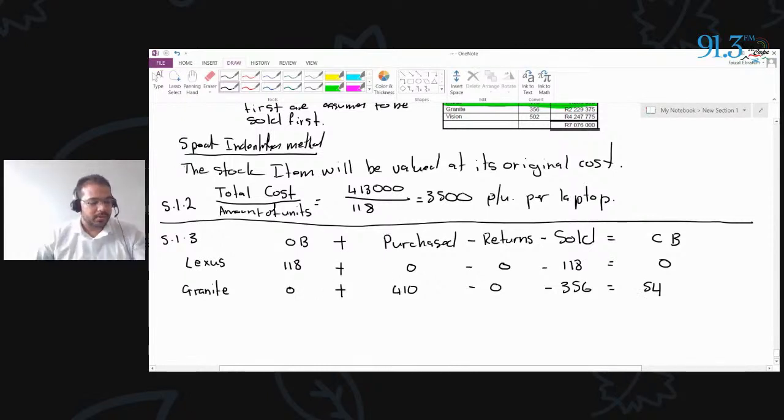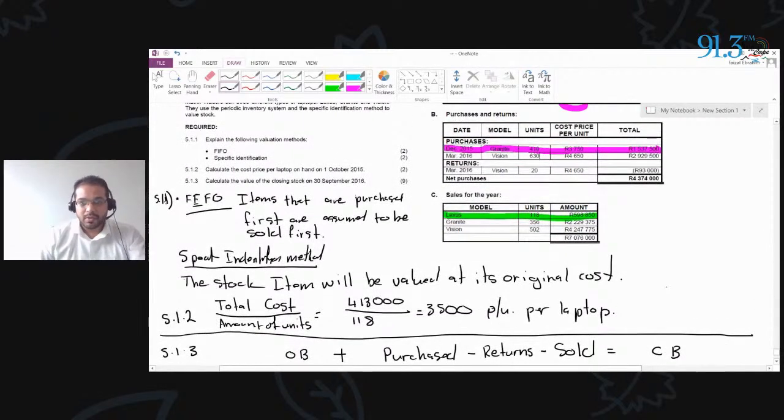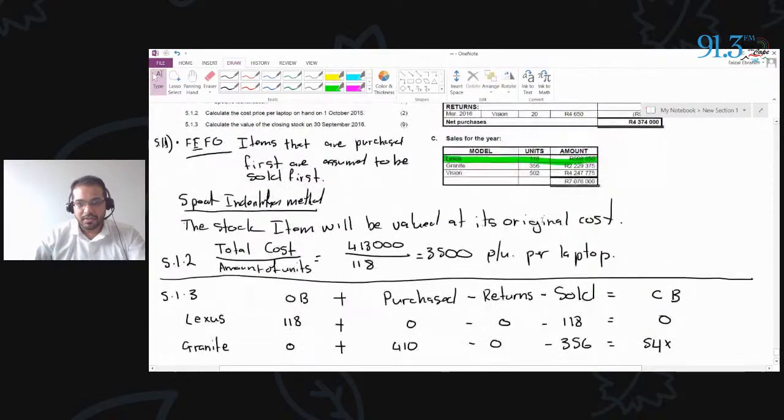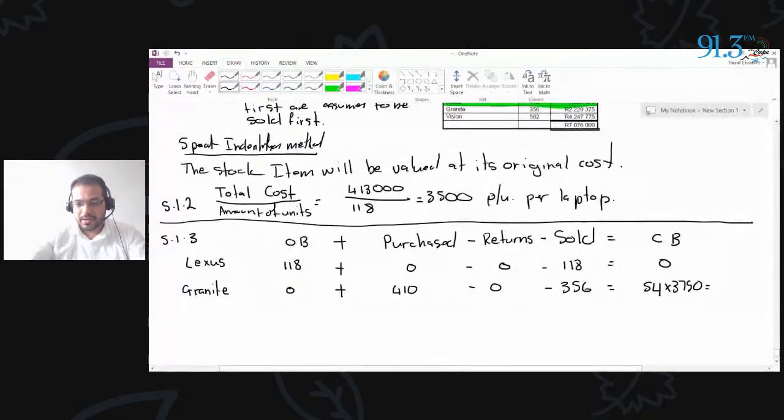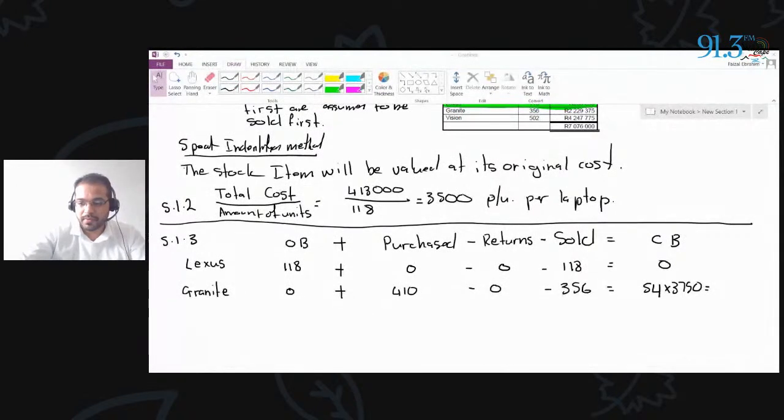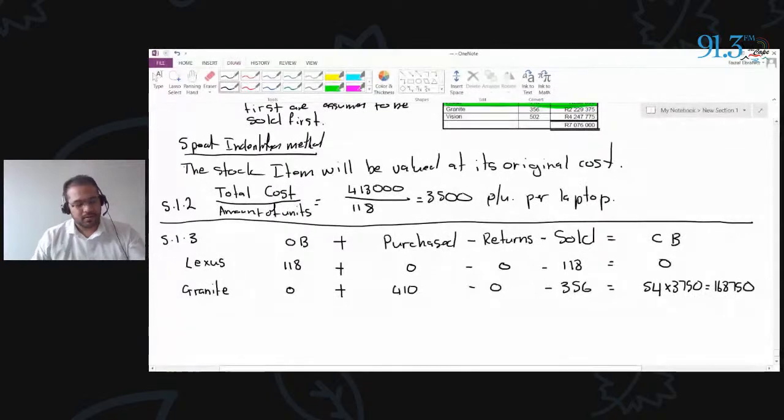Okay, then what we need to do now is calculate what is 54 multiplied by the cost price of my units, which is 3,750. I then take out my calculator. I'll say 54 times 3,750, and I get 168,750 as my closing balance for Granite. So let's go check that.